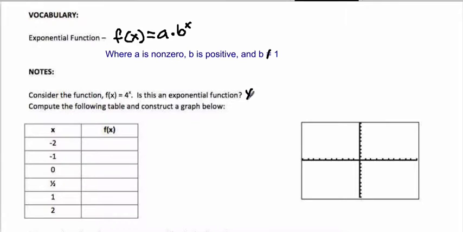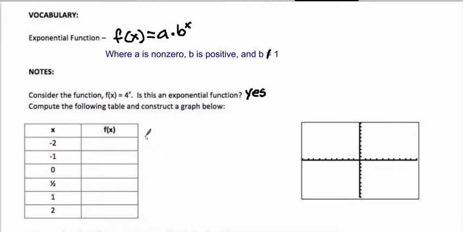So is this an exponential function? The answer is yes. Compute the following table and construct a graph. So we want to see what this looks like, so we're going to create a table. That's always a way that we can graph something, is to create a table, but there are going to be shortcuts. So we want to be able to use those shortcuts as well.